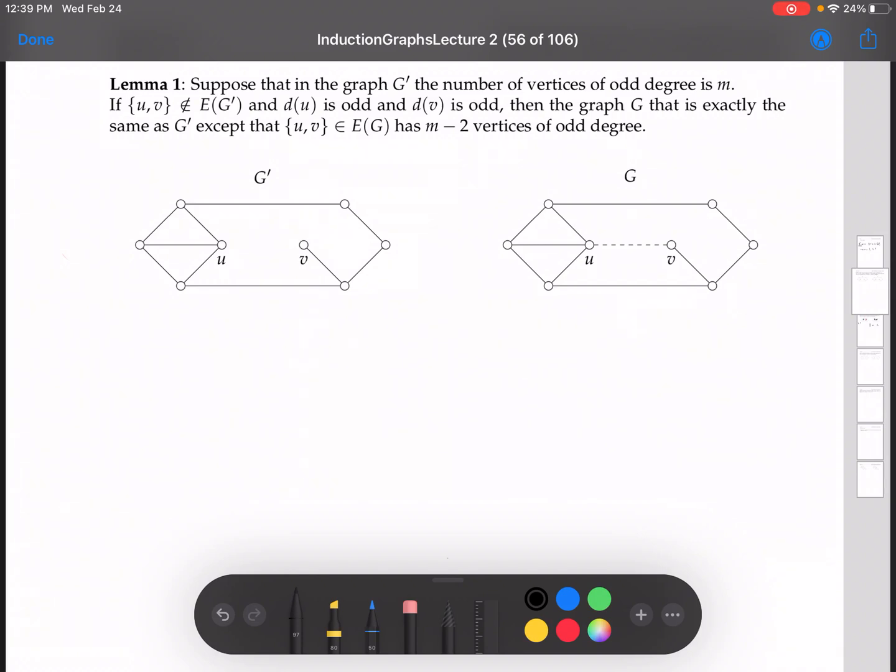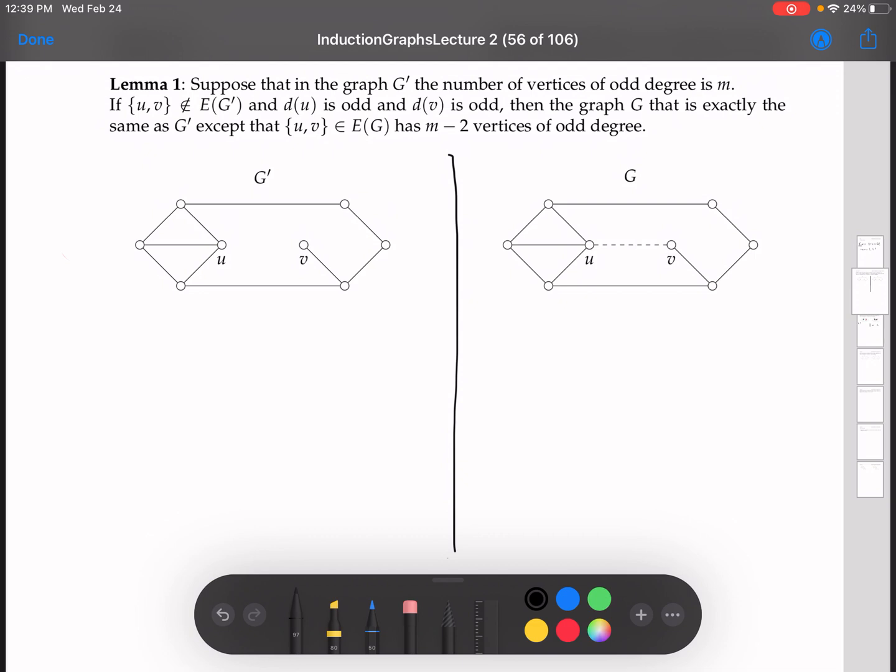Here we have our first lemma, lemma 1. And I'm not going to prove this lemma. All I want to do is show you why it's true. And I'm going to show you why it's true with an example. Remember that an example is not a proof, but it can show you why something is true.